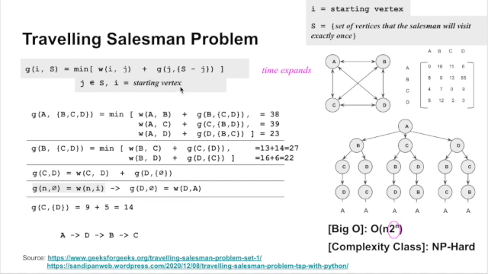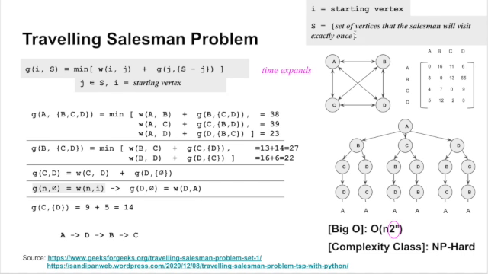Here is our pseudocode for this dynamic programming solution. We are using a recursive function here, you will see, and this is the cost function G. The cost function G is from I to S. I is the starting vertex, and S is the set of vertices that the salesman will visit exactly once.